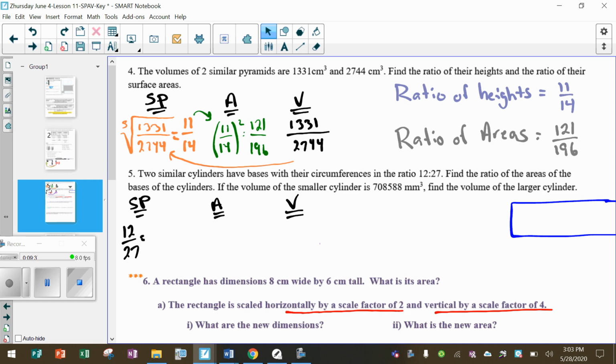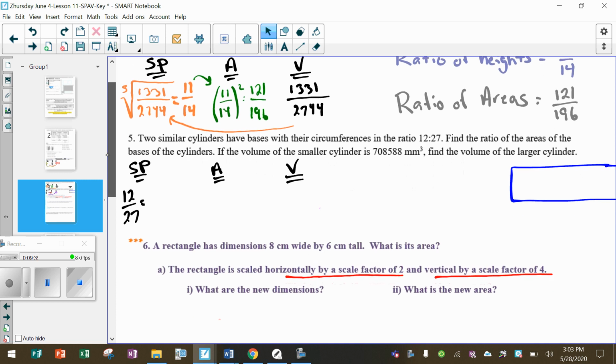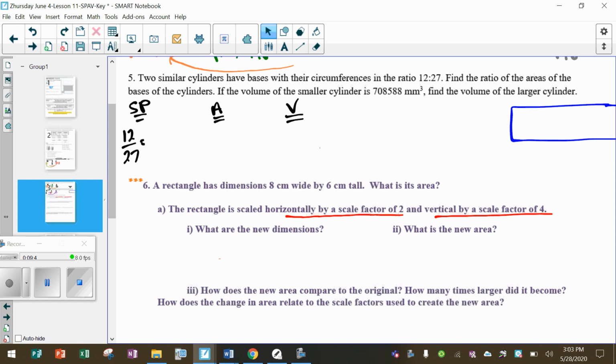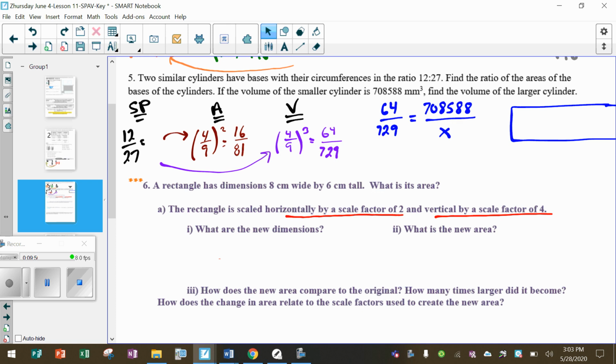If we are given the ratio of the sides to start with, then all we need to do is square that for the ratio of the areas, and then cube that for the ratio of the volumes, and then use whatever we need to answer the question. In this case, we're given the volume of the smaller cylinder, so we set up the proportion accordingly, cross multiply, and check your answer.